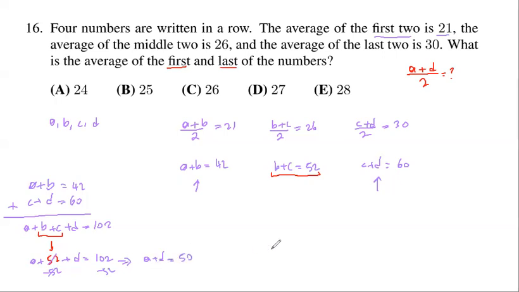And that is really nice because that is what we are looking for. A plus D over 2 is what we want. So A plus D is 50, and divided by 2 is 25. For number 16, this is actually not too bad a problem, okay? It's not as challenging as it looks. Some people try to solve for A, B, C, and D, which is sometimes okay to try, but in this case, I don't really need to do so, okay? So that's our answer.